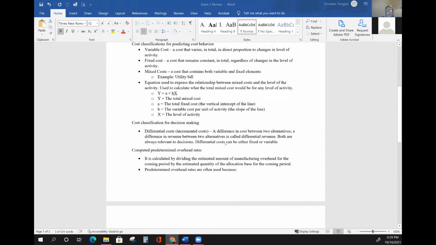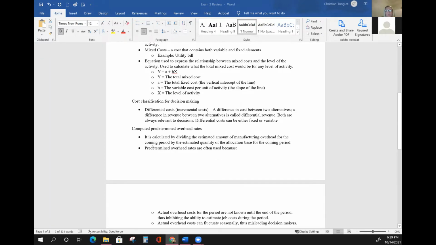We have the cost classification for decision making. So we have differential costs, which are the difference in cost between two alternatives. A difference in revenue between two alternatives is called differential revenue. Both are always relevant to the decisions, and differential costs can be either fixed or variable. So it could be either or.